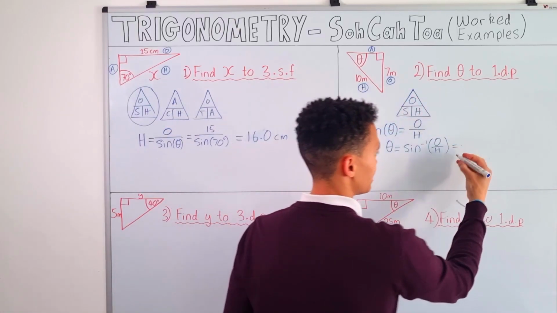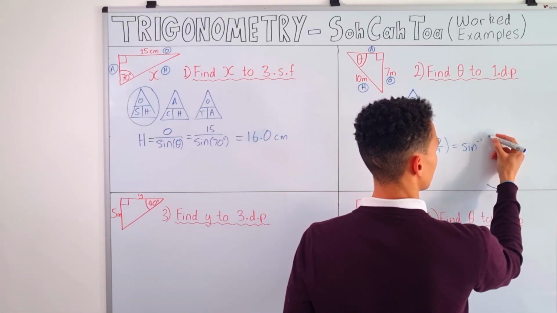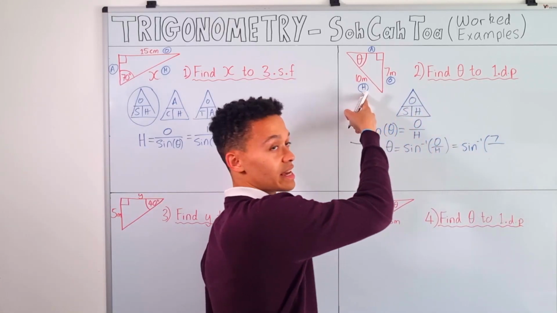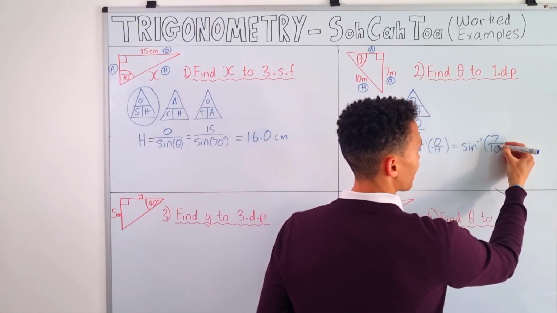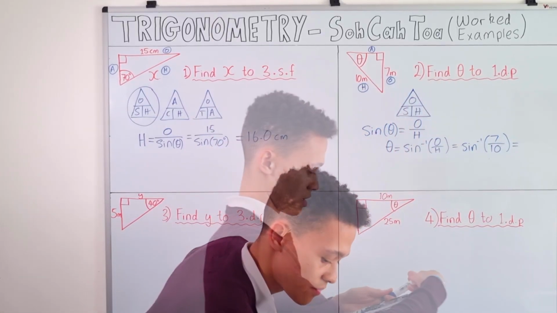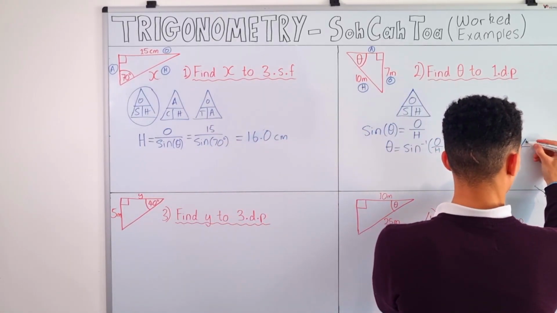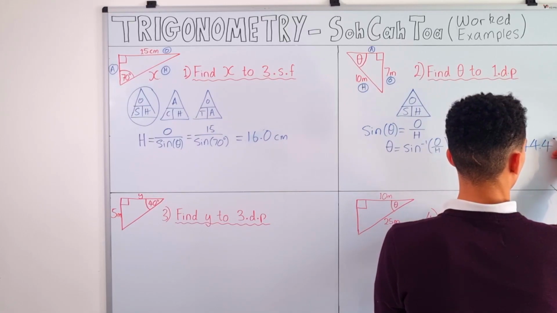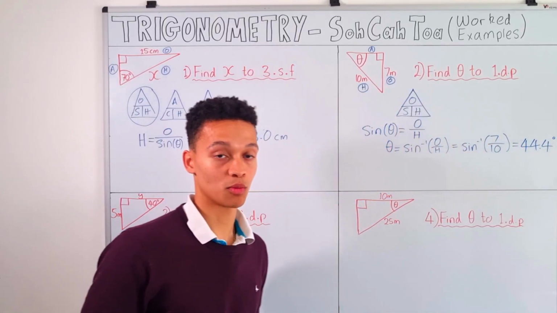The opposite in this case is 7 meters. And the hypotenuse is 10 meters. So our angle is equal to sine to the minus 1 of 7 over 10. And that gives us an angle of 44.4 degrees to 1 decimal place.